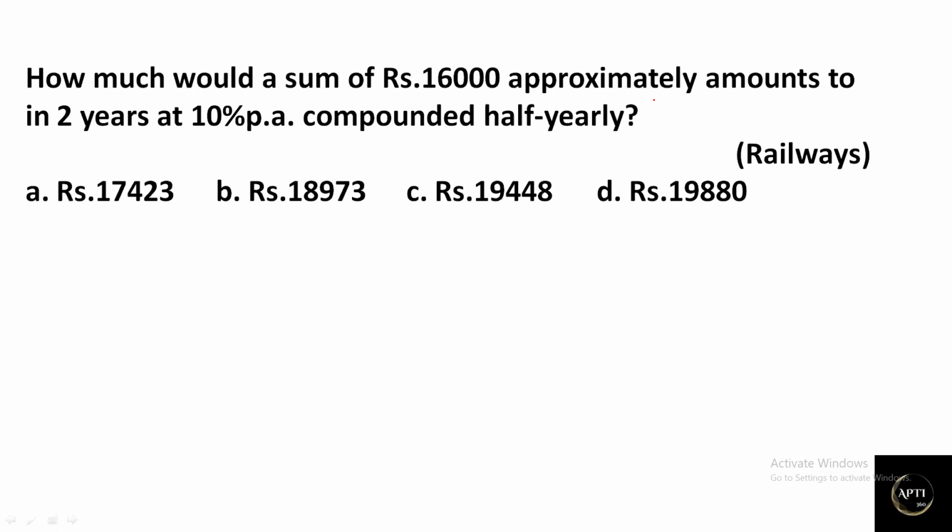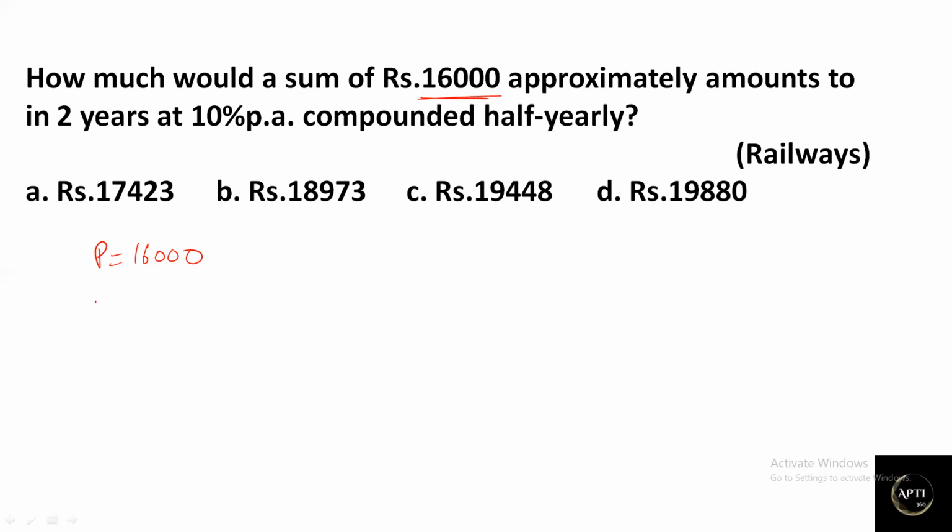How much would a sum of 16,000 approximately amount to in 2 years at 10% per annum compounded half yearly? Already we have solved questions on compounded half yearly and compounded quarterly. What we need to consider here: the principal amount is 16,000 rupees. How much will it become? Amount, in the sense, principal plus interest.